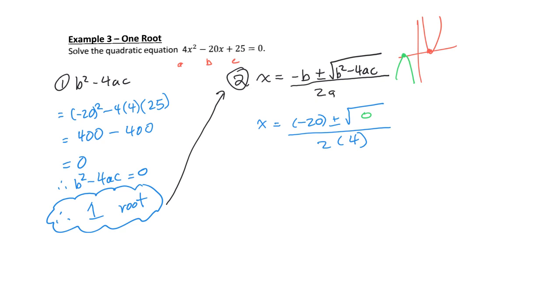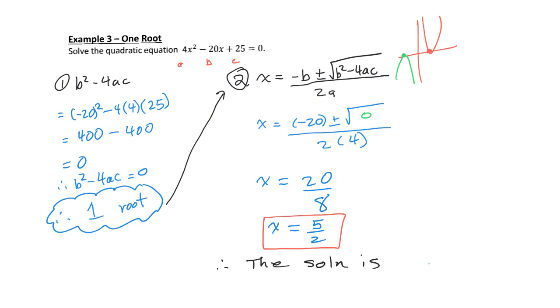When you substitute, you have something peculiar: the square root of 0. The square root of 0 is 0, so it's just gone. Now when we simplify, we end up with x is equal to 20 over 8. When we simplify further, we end up with our final solution being x is equal to 5 over 2. And that's it. We're done. Therefore, the solution is x is equal to 5 over 2. And you're done.